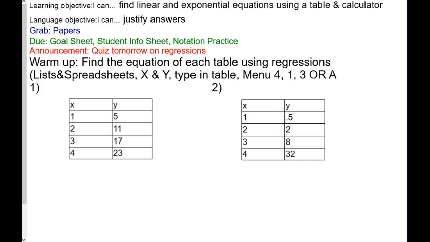So again, tomorrow we're going to have a quiz on this stuff. This is from the notes yesterday that we did, regressions. We did say if you have the same difference each time, adding each time is linear. And if it's linear, we're going to type it into spreadsheets and make sure we do menu 413.